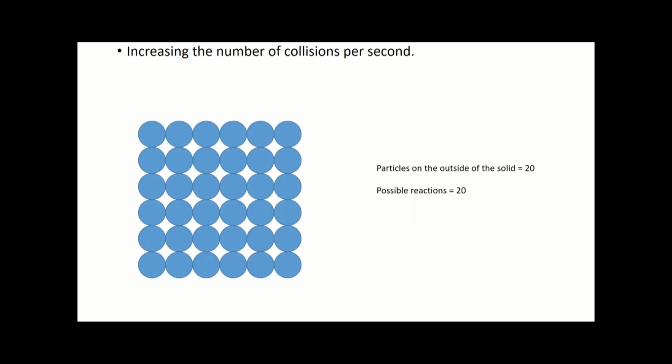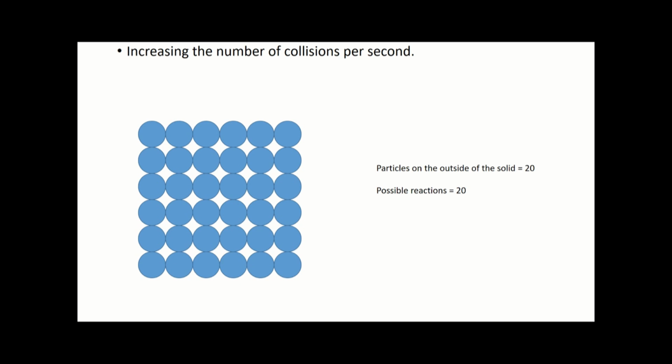So one more way that we can increase the number of collisions per second would be cutting up our solids. If we imagine this is a solid, you can see I've got 20 particles on the outside here. We've got 6 across the top, and then the top one's already been counted, so we've got 5 down each side, and then 16, and then 4 across the bottom, which haven't been counted so far, is 20. So 20 particles around the outside.